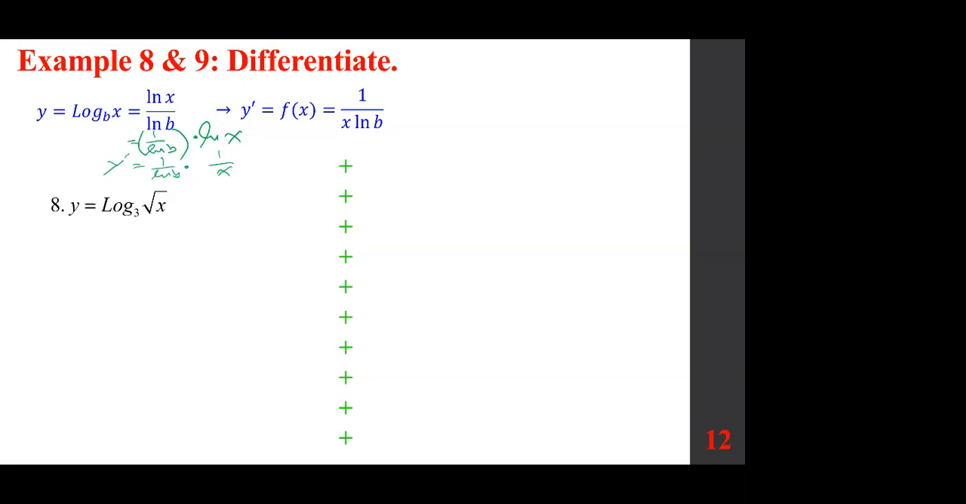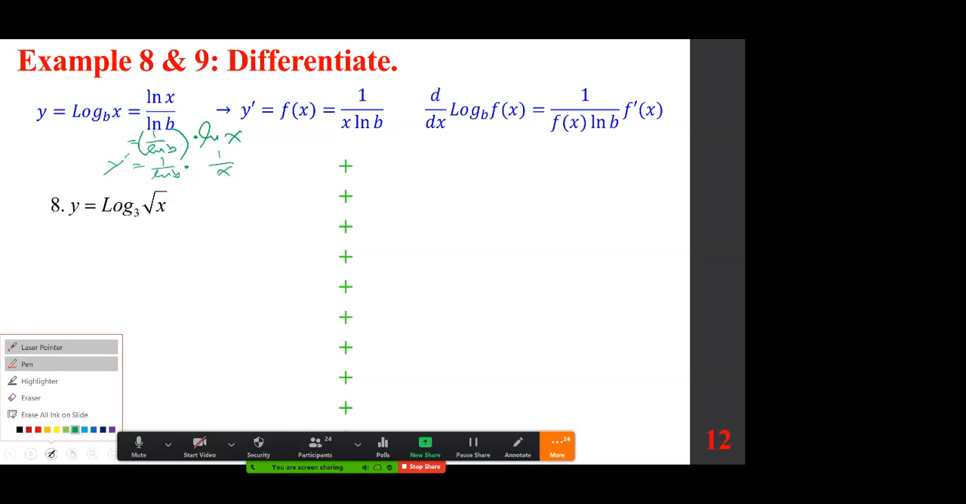Now, what if we have a function of x? Let's go over the process. If it's f of x, we flip it over because the base is not e: 1 over ln of that base. And because this is not x, we need f prime of x, by the chain rule. Okay, class? So 1 over f of x, 1 over ln b, and then f prime.